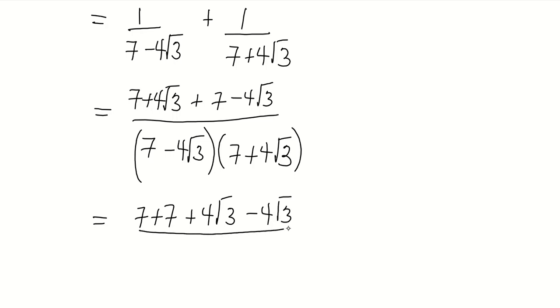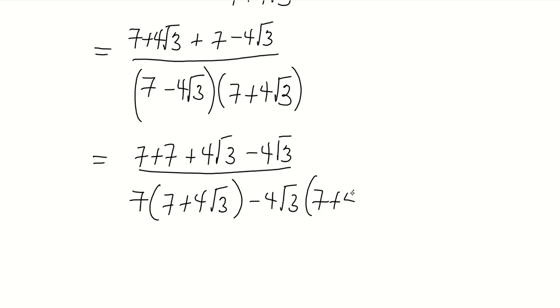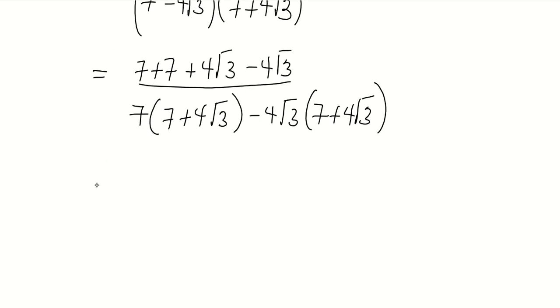Now being divided by, at this point too, we can also expand the denominator by multiplying. So that is 7 multiply 7 plus 4 square root of 3, and also minus 4 square root of 3 also multiply 7 plus 4 square root of 3. At this point we can see that 7 plus 7 gives us 14. Now plus 4 square root of 3, we take away minus 4 square root of 3, and it divides.